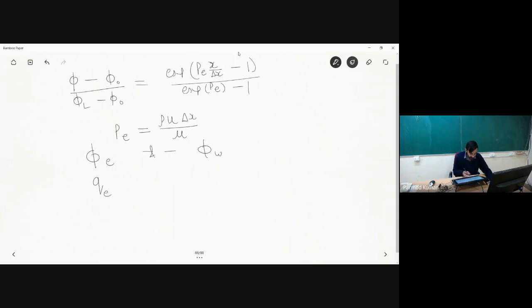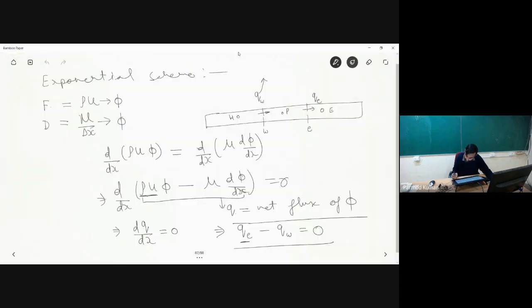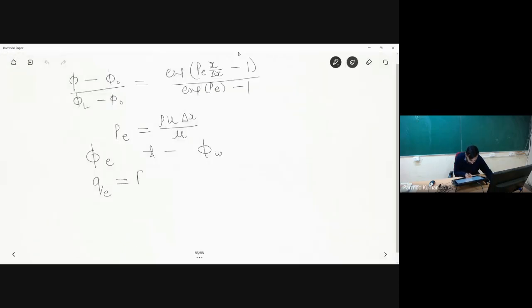Can you tell me what is QE? QE will be equal to, if I write rho u as F, Fe into phi e minus mu e into d phi divided by dx at phase E. Okay. And if you calculate Q at phase W, that will be nothing but equal to Fw into phi w minus mu w into d phi by dx at W.